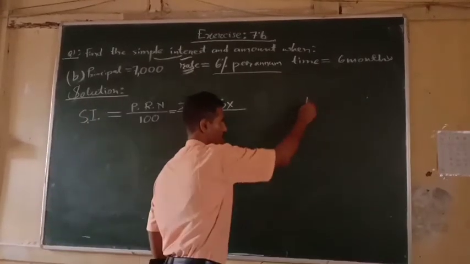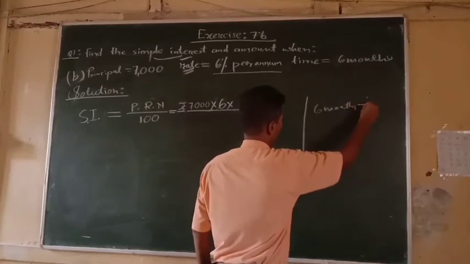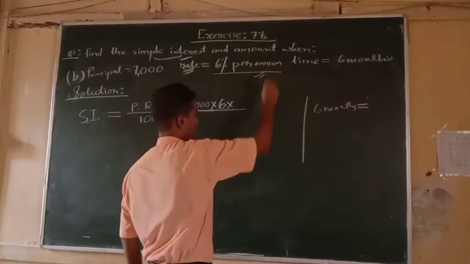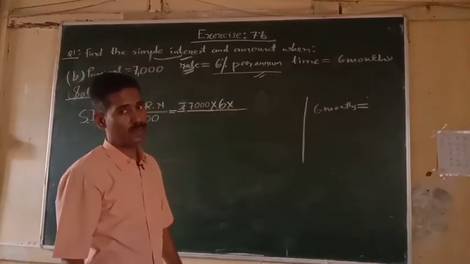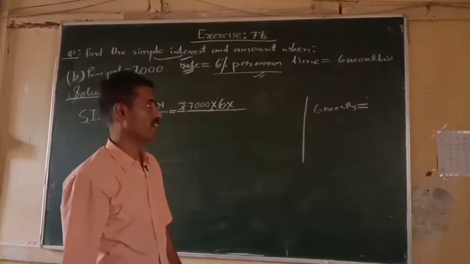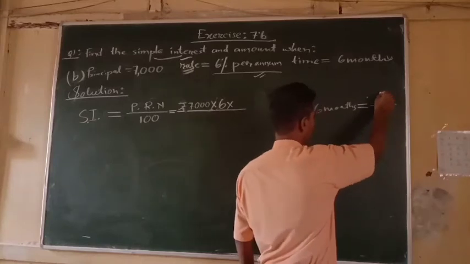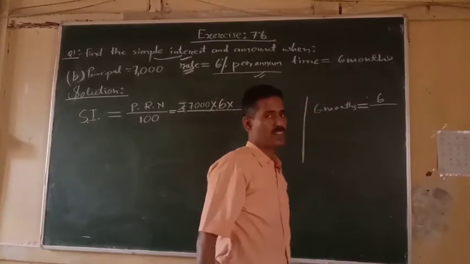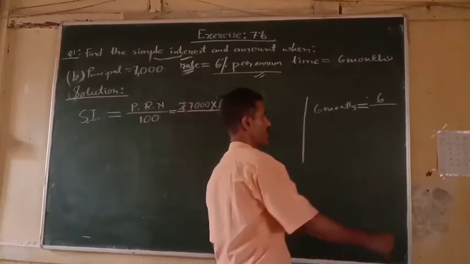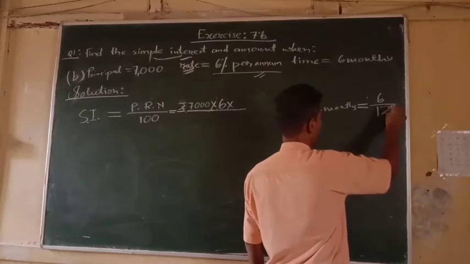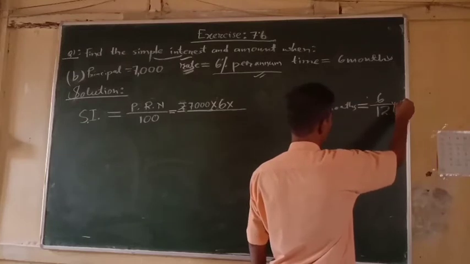See, we have got here 6 months. But our interest is calculated in annum, not in month. In year. So what we'll do, we'll convert this month into year. We know 12 months make a year. Since 6 months is a smaller unit, if you want to convert into a larger unit, you have to divide it. 6 months equals 6 by 12. As soon as you divide 6 by 12, it will no more remain month, it will become year.